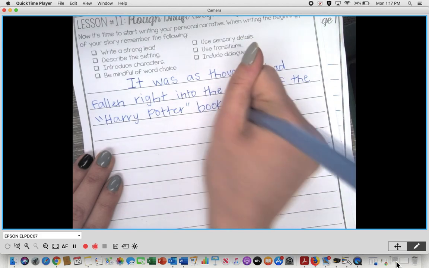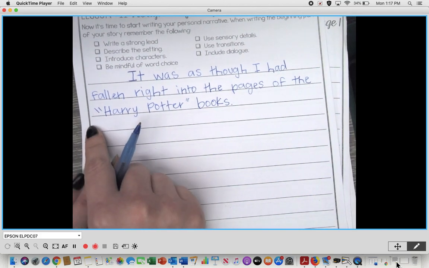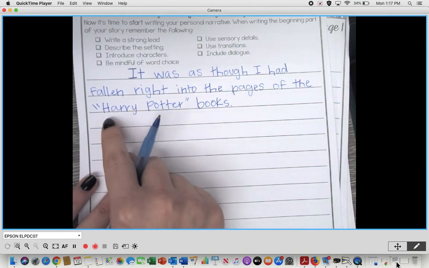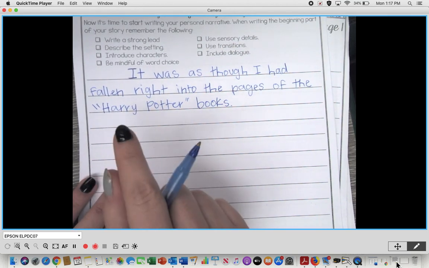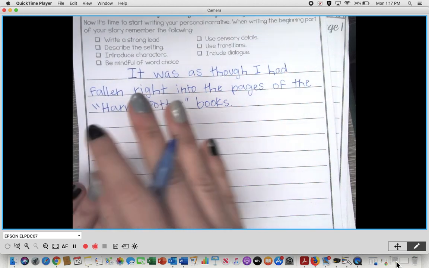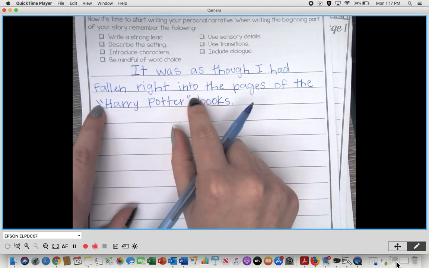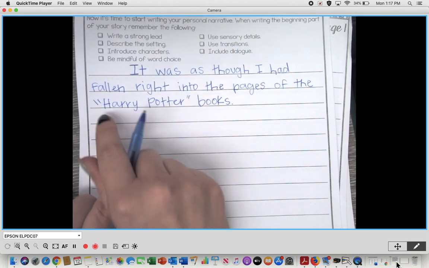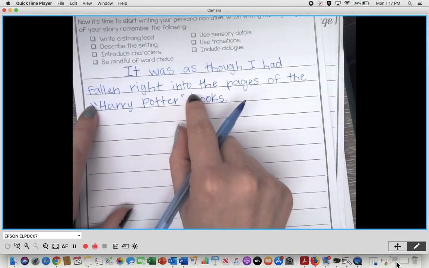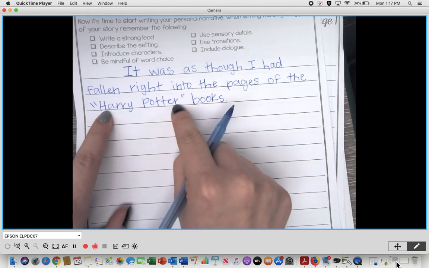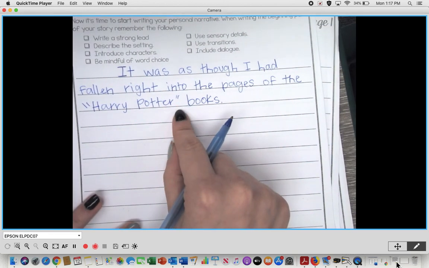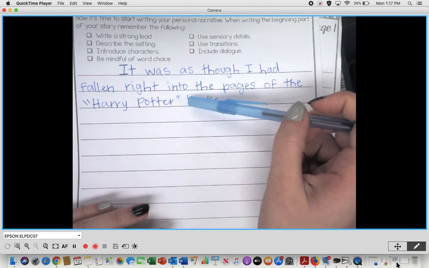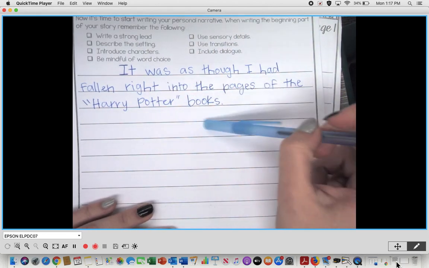Some things I want to point out right away: if I'm using the title of something, maybe the title of a movie or a book that you're using in your personal narrative, make sure you have quotation marks around it. That lets your reader know that this is a title. You can also underline it as well. I use quotations because they're easier to see than an underline. Also, yes, Miss Walsh is using a pen so that it's really easy for you guys to see her writing.